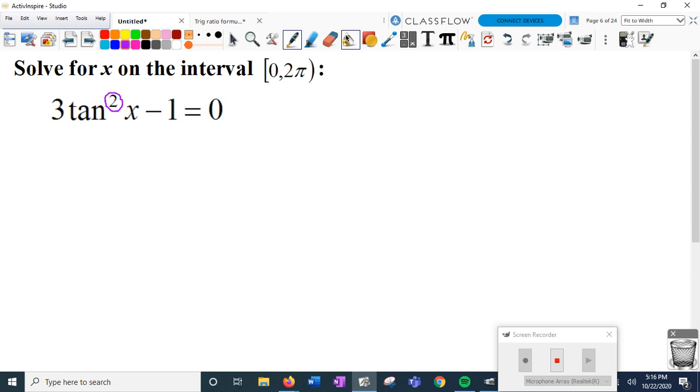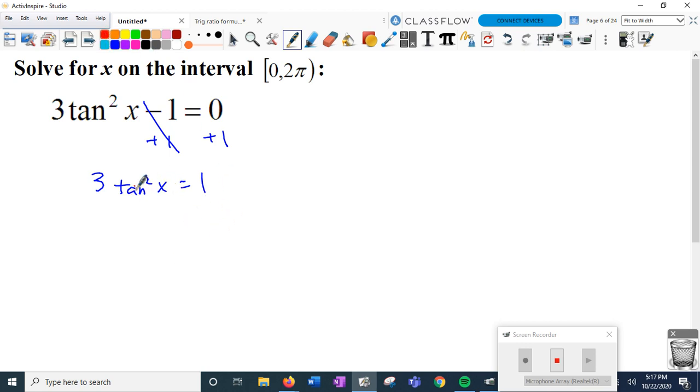But for right now, we're going to treat this just like the ones we did yesterday. We want to try to get this trig function by itself. So what's the first thing we should do? Well, we want to undo the subtraction, so we're going to add 1 to both sides. And that's going to give us 3 tangent squared x equals 1. Okay, what should we do next?